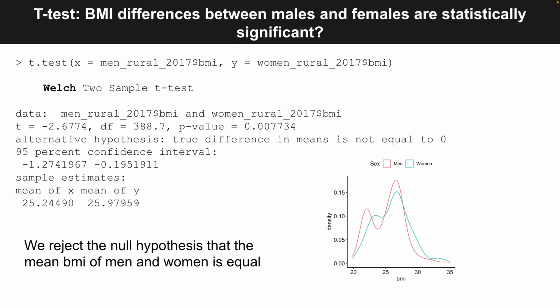We applied a t-test in R, and we did a Welch t-test. What is the Welch t-test? How is it different from Student's t-test? What is the difference between Welch and Student's?